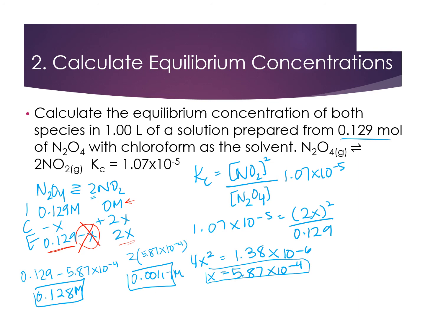Now, again, if you're someone who is like, I don't know if I was allowed to ignore X, if I did that wrong, if I take my final concentration and divide it by my initial concentration in order to find the percent, I get that it is like 0.45% of it. And so as long as it's less than 5%, we are good to ignore X.